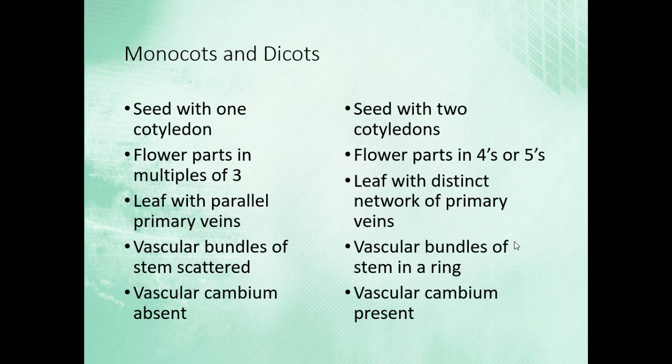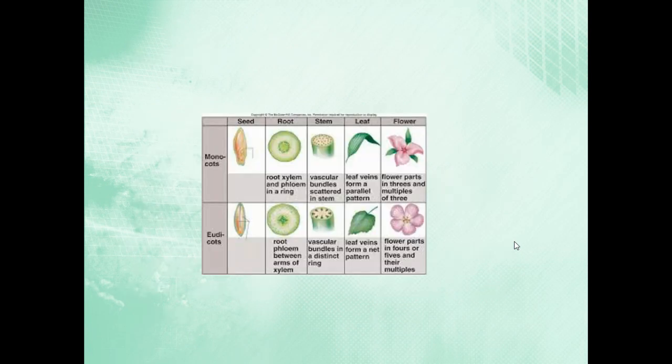If it comes in parts of 3, that's a monocot. If you see 4s or 5s, that's a dicot. It has a leaf with a distinct network of primary veins, a vascular bundle of stem in a ring, and vascular cambium is going to be present here. So this is just to give you an idea kind of what this looks like.